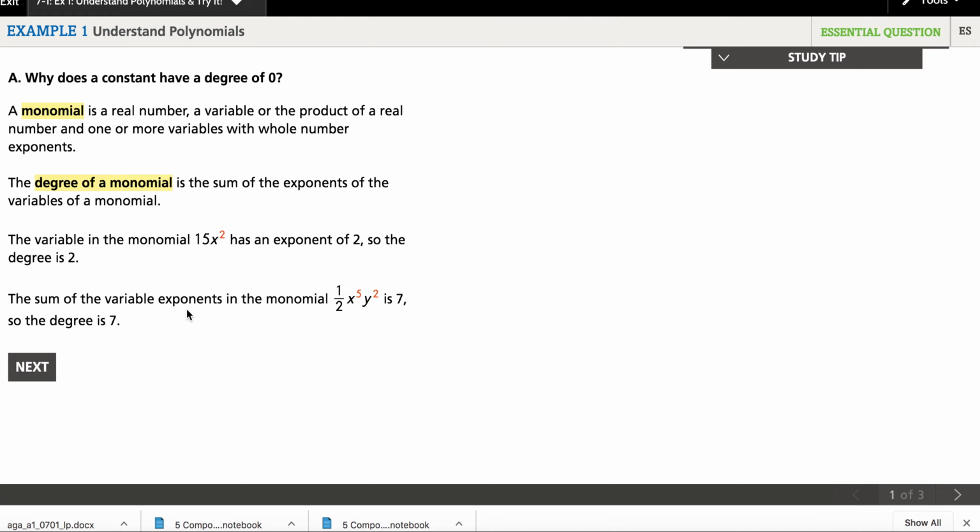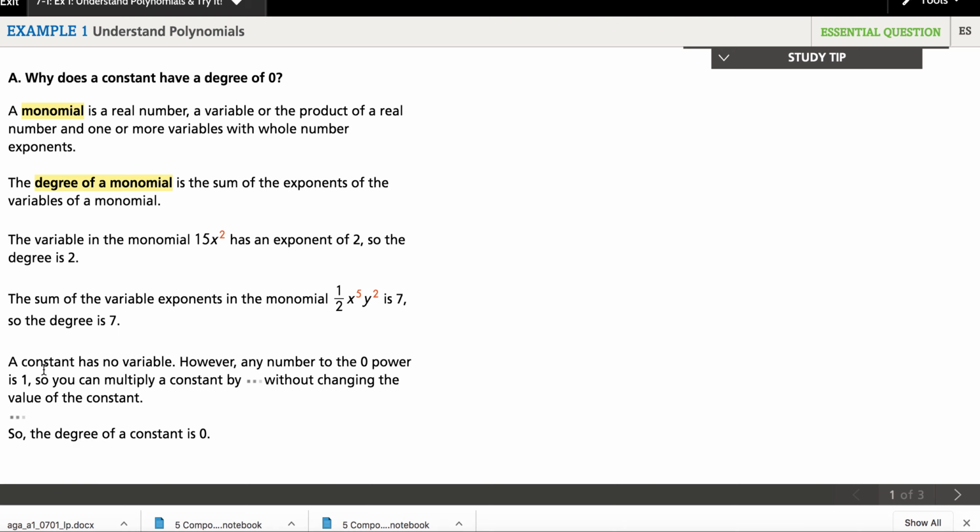The sum of the variable exponents in the monomial 1/2 x to the 5th power times y to the 2nd power is 7. As we said, 5 plus 2 makes 7. So this is a degree of 7.